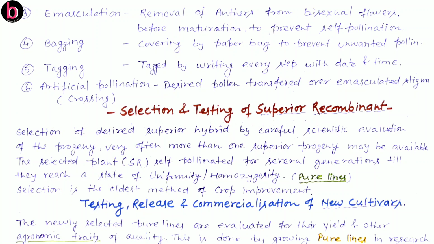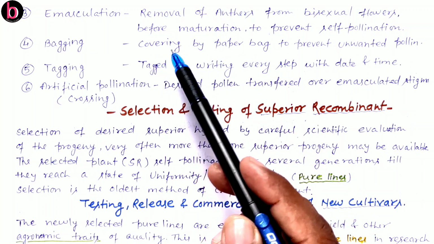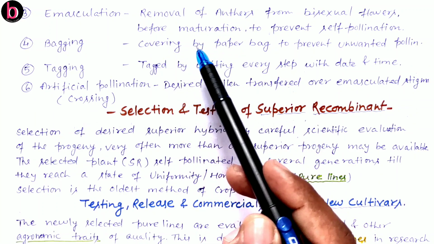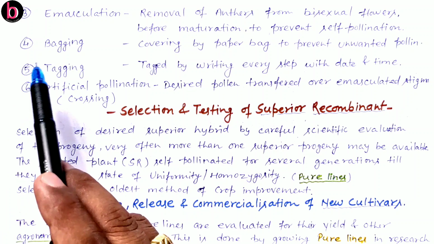So after emasculation, after removal of the anther from a bisexual flower, we have to cover that flower with a proper bag which is porous in nature, that allows only gaseous exchange, not pollen grains, and this will also prevent unwanted pollination. Otherwise, even if emasculation is done, pollen grains of undesired plants or undesired flowers may also reach there. So to stop this, we have to perform bagging.